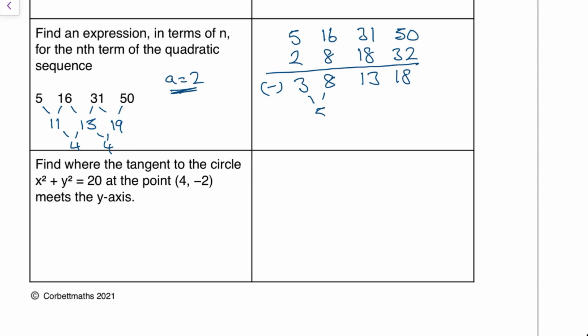And what we'll notice now is these have a common difference of 5, which means this is a sequence which is 5n minus 2, which means my nth term is going to be 2n squared from the a here, plus the thing I've just worked out, which is 5n minus 2. And that is question done. Next and final question today.